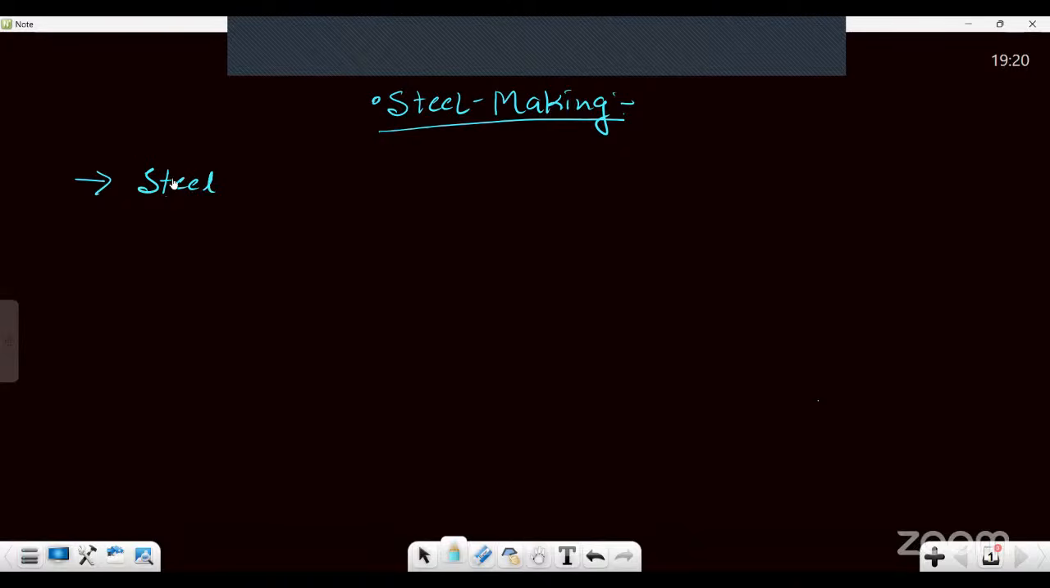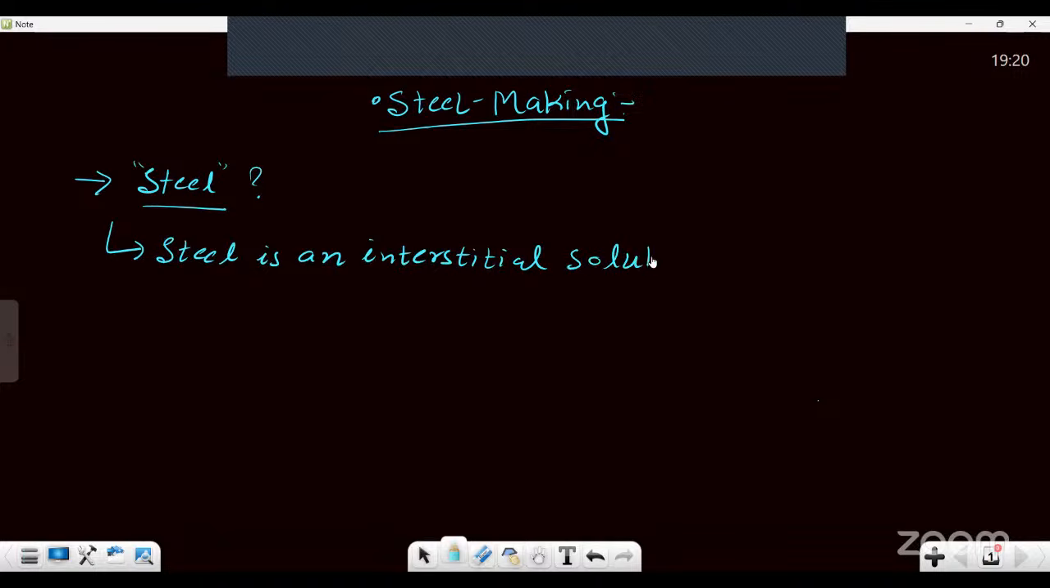What is meant by steel? If I ask you what is steel, you will say that steel is nothing but the interstitial solution of carbon in iron, right? So we can say that steel is an interstitial solution of carbon in iron, right?